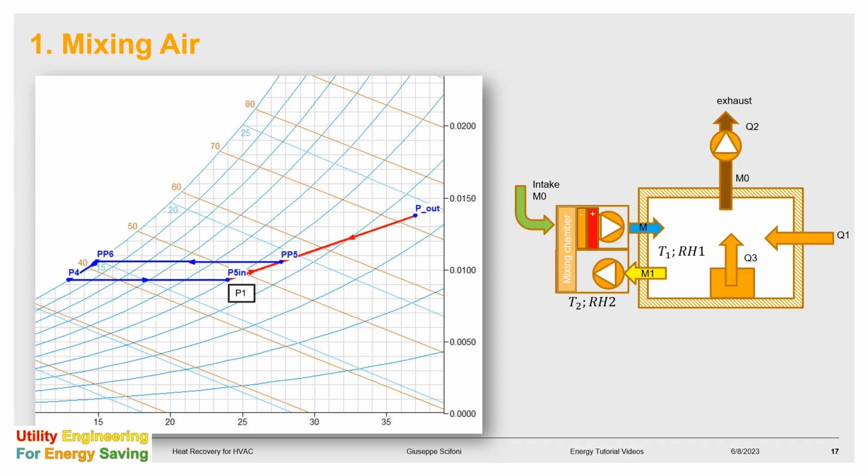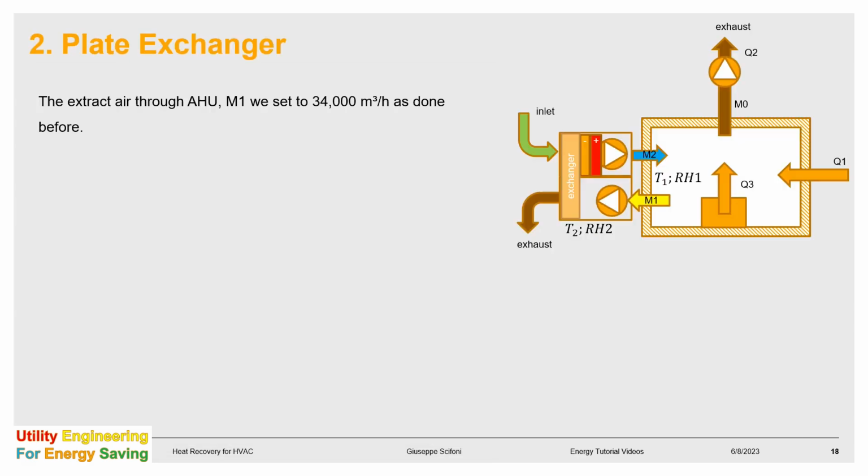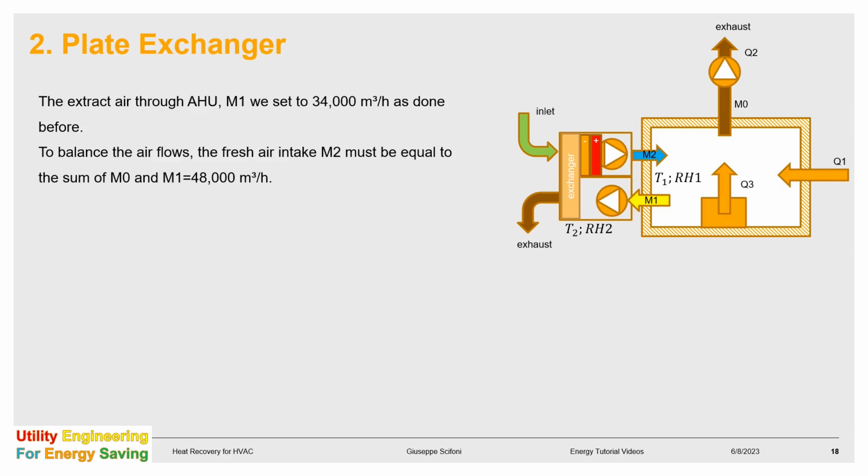P1 represents the condition of the inside air, P2 the outside air, P mix the mixture, and P sup the supply air. The extract air through the air handler, capital M1, we set to 34,000 cubic meter per hour as done before. To balance the air flows, the fresh air intake, capital M2, must be equal to the sum of capital M0 and capital M1, also 48,000 cubic meter per hour.